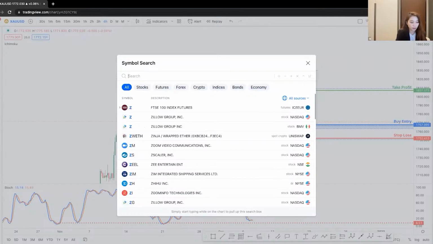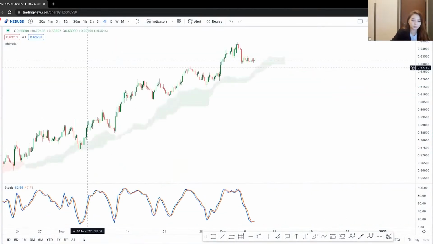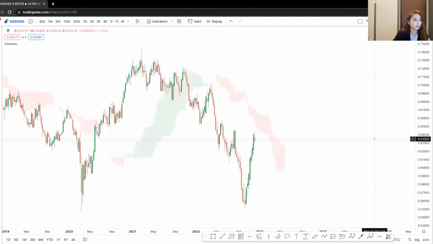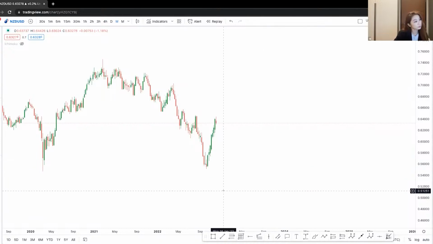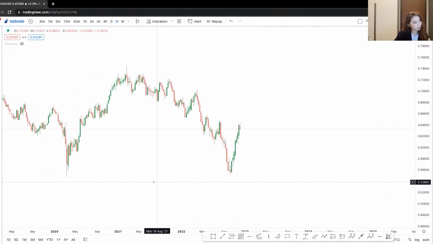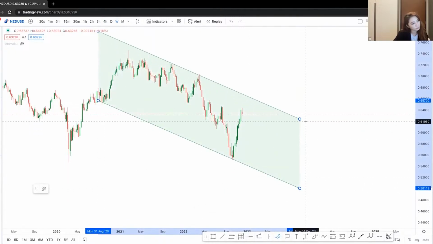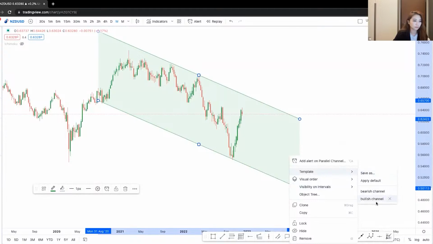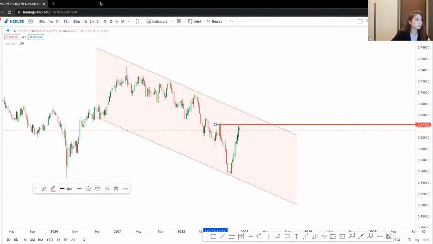Let's do Kiwi dollar. Like a very nice downtrend on a big time frame. Let's hide Ichimoku for a while. It's a relatively flat downtrend that we are seeing. Some form of resistance over here. Completes a V-shaped recovery.